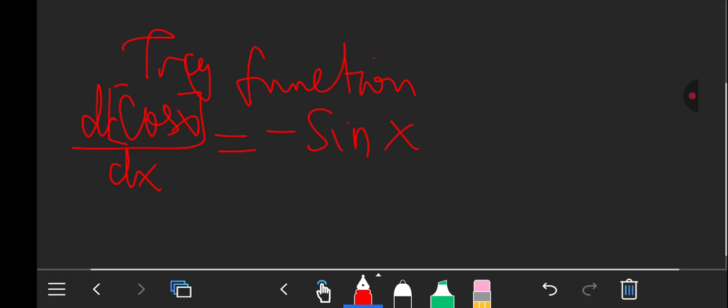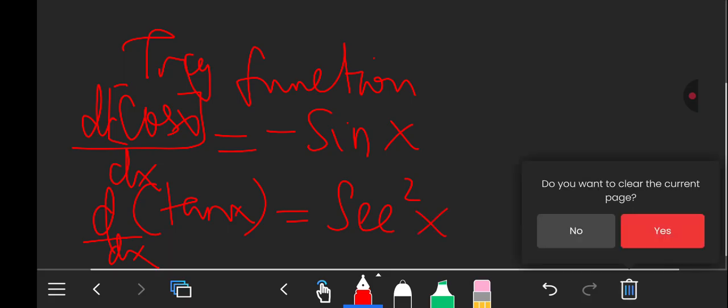What is the derivative of tan x, with respect to x? The derivative of tan x is sec square x. Let's look at another one. Let's say the derivative of cot x. The derivative of cot x is just negative cosec square x.